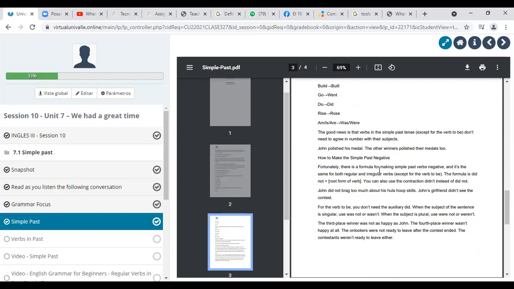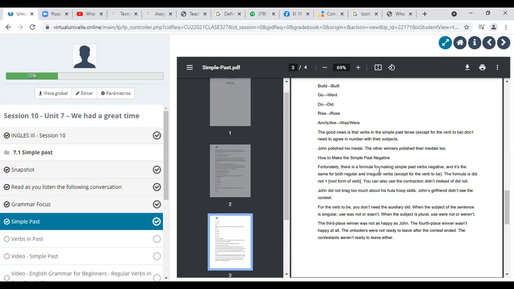How to make the simple past negative? Fortunately, there is a formula for making simple past verbs negative, and it's the same for both regular and irregular verbs, except for the verb to be. The formula is did not plus the root form of the verb, or its base form, and you can also use the contraction didn't instead of did not. John did not brag too much about his hula hoop skills.